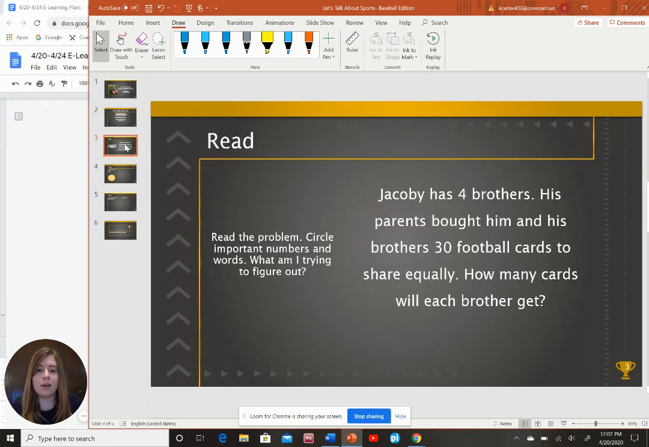Now today's problem is about a boy named Jacoby, and we are going to be sharing some football cards that his parents got him. So we are going to read this problem. I want you to be thinking in your head about which numbers and words are going to be important to us while I'm reading this, and then we will talk about it. The problem says: Jacoby has 4 brothers. His parents bought him and his brothers 30 football cards to share equally. How many cards will each brother get? I'll give you a couple seconds to reread that in your head if you need to.